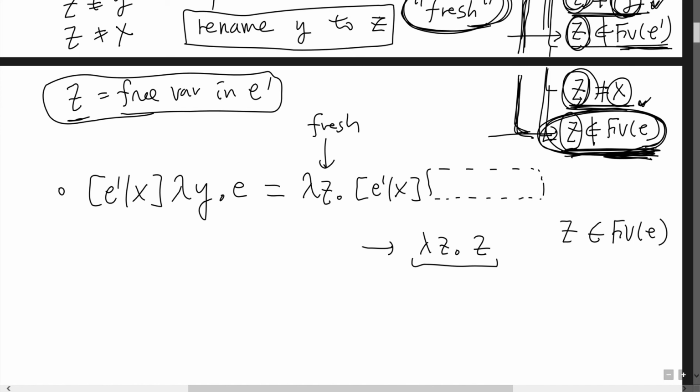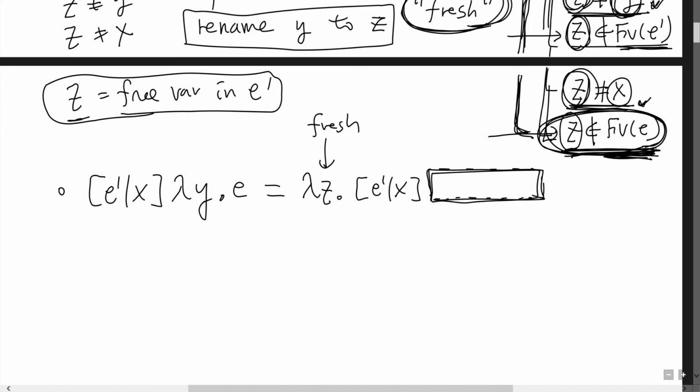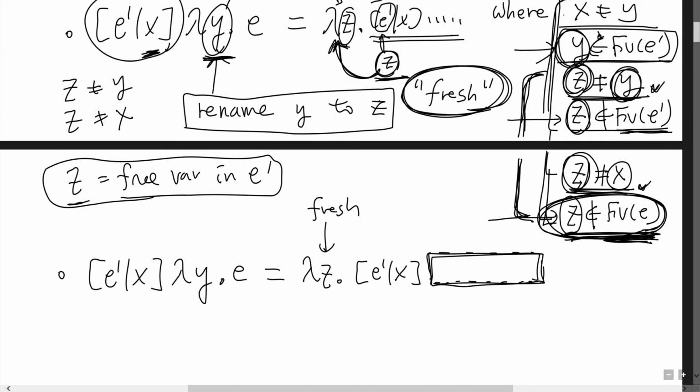And finally, the last question is, what is the expression here? So remember that our plan is we find that because of this condition, y is in the set of free variables of expression E prime. Y is already found in expression E prime. So you have to rename this y into something new. Okay. So we are going to rename y to z.